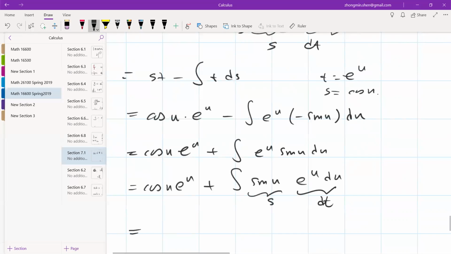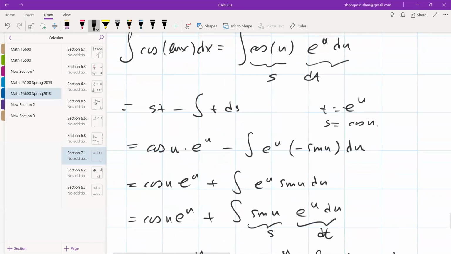And apply the S times T. So T is actually e to the u again. Okay. So sine u e to the u minus T times the derivative of S, which is e to the u. The derivative of sine u is cosine u du.